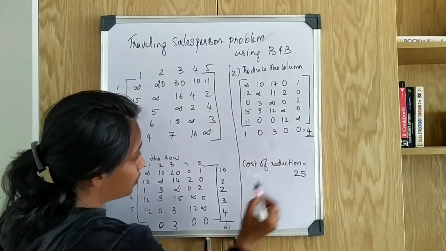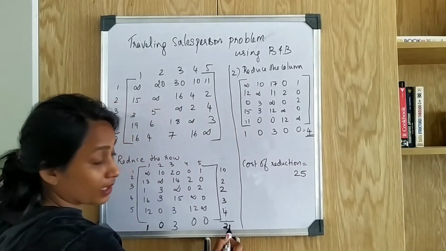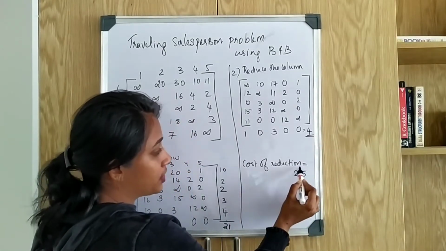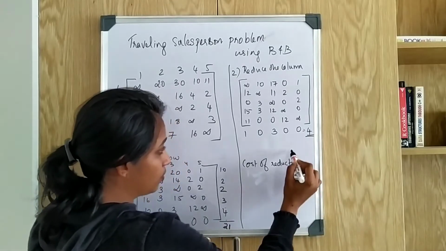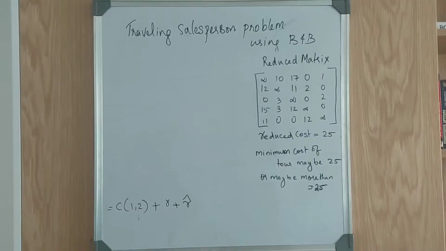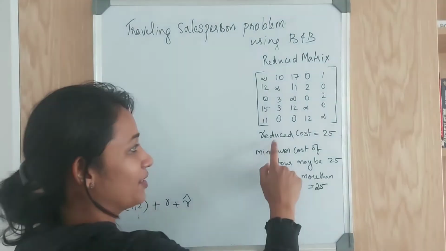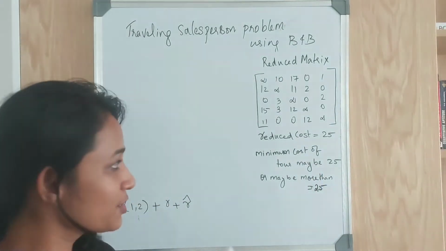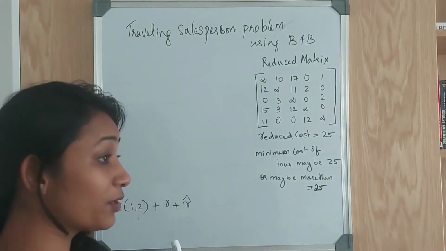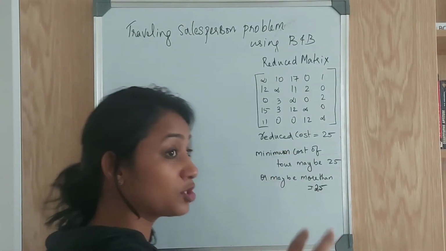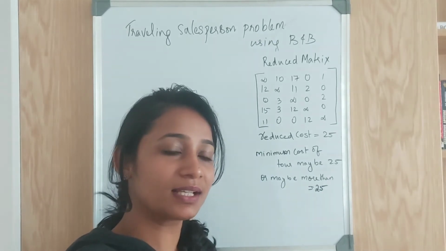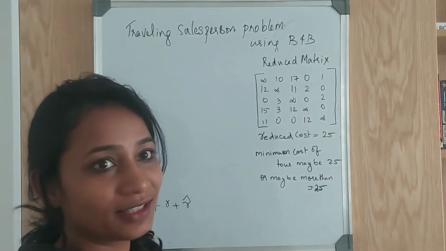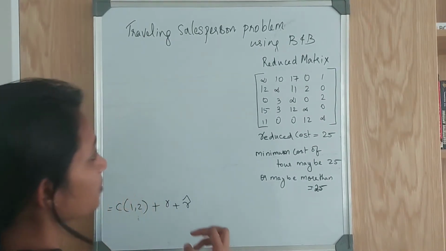So now you got two numbers. When you reduce the rows, you're getting 21. And when you reduce the columns, you're getting 4. So now the total cost of reduction is 25, which is 21 plus 4. You have to know what the reduced cost is. The reduced cost is 25. So we are going to assume that the minimum cost of the tour may be 25, or it can be more than 25.